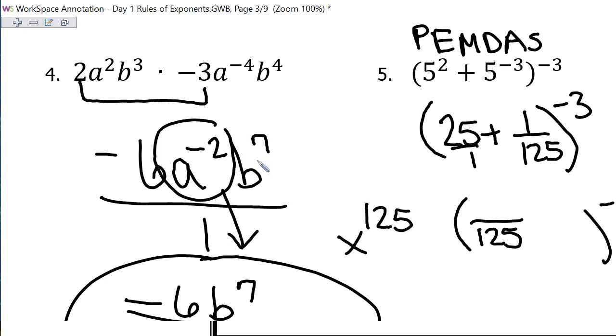So now, to figure out what the numerator would be, we have to multiply 125 by 25. 3125. You did that in your head? Are you on the math team? Should be.